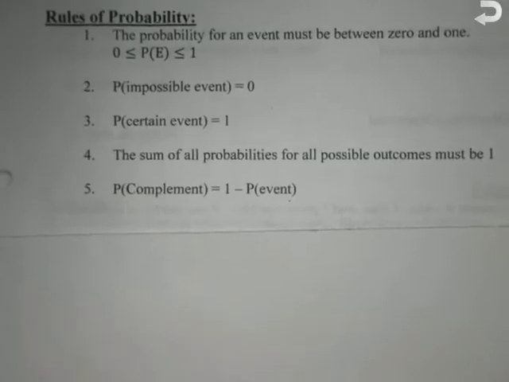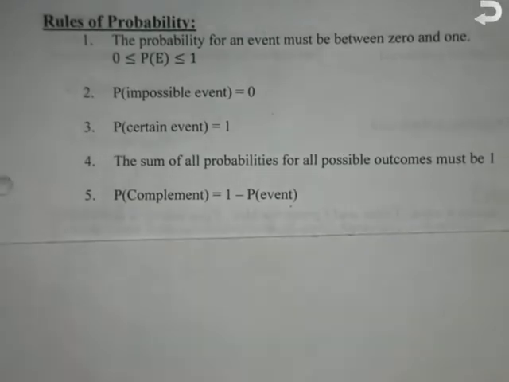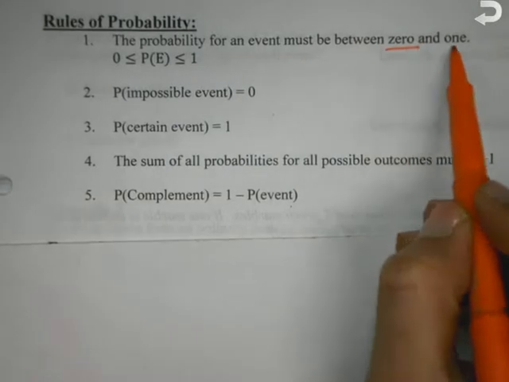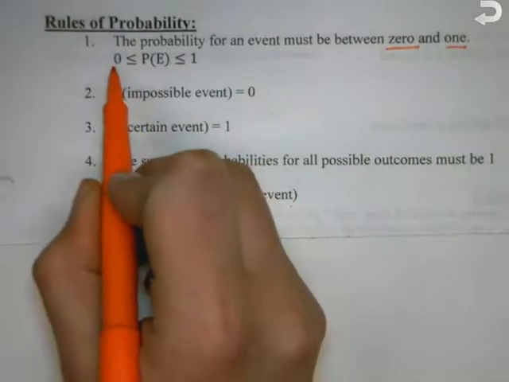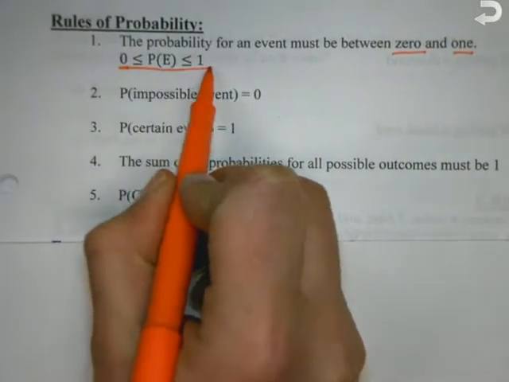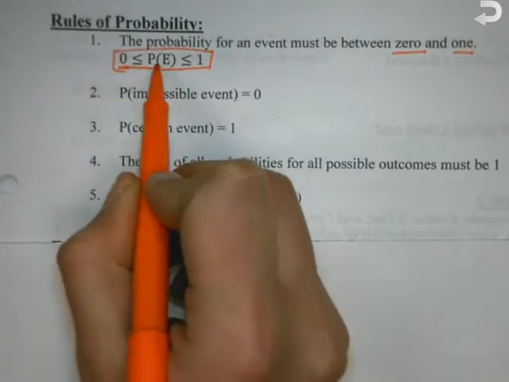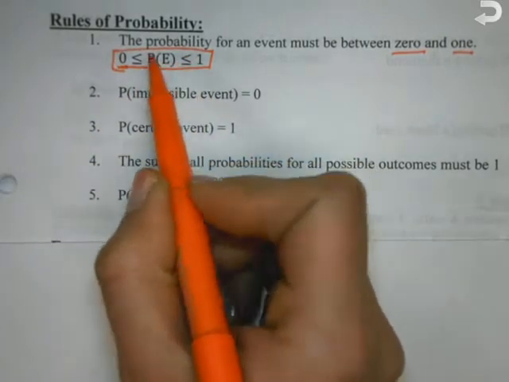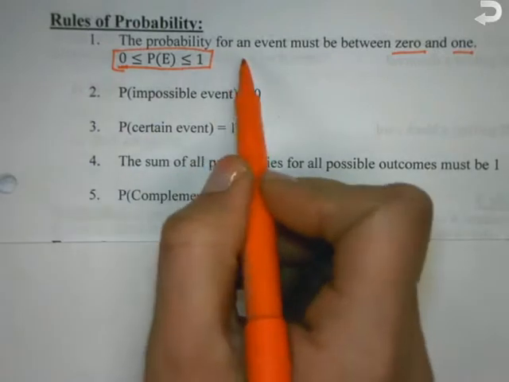The probability of an event must be between 0 and 1. So 0 is less than or equal to the probability of an event occurring, which is less than or equal to 1. So we should never get a negative probability, and we should never get anything greater than 1.